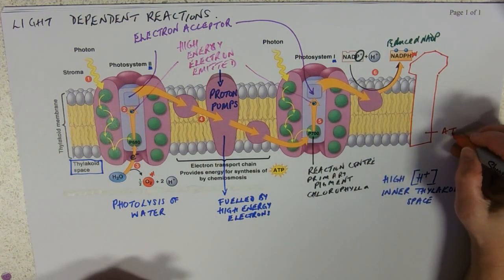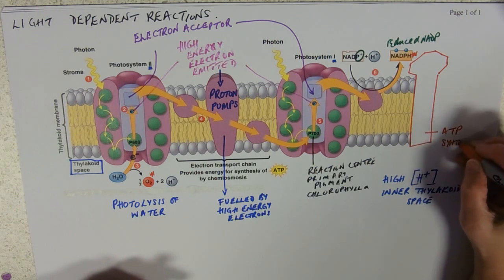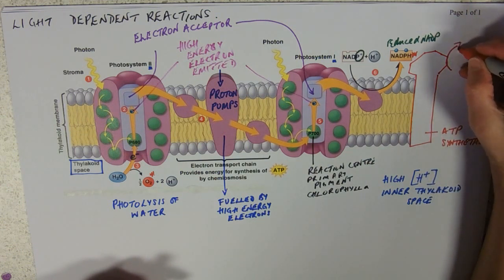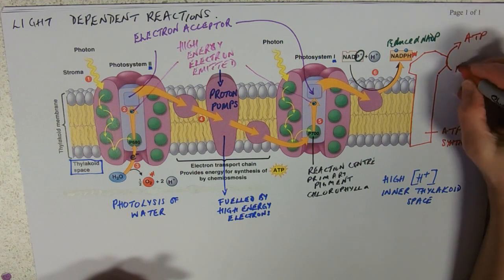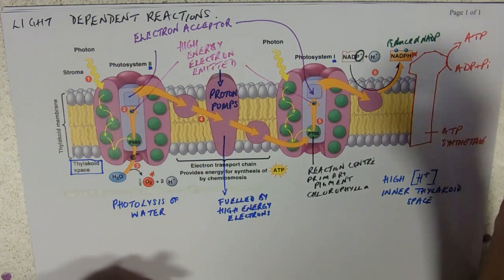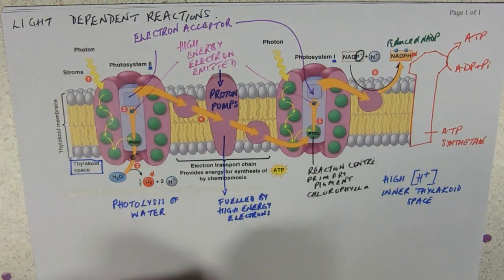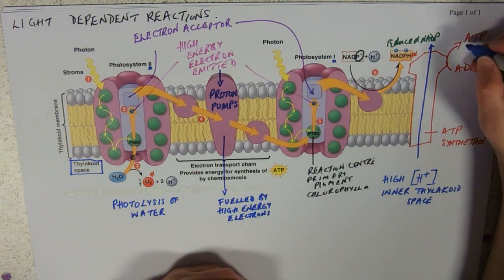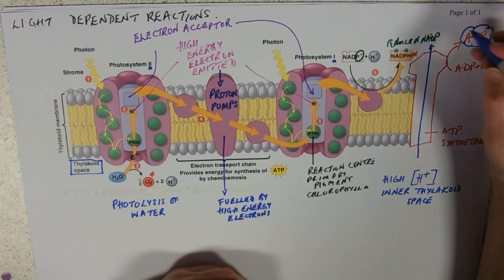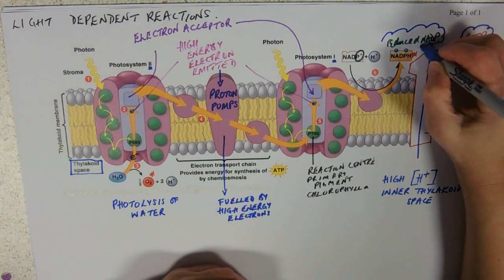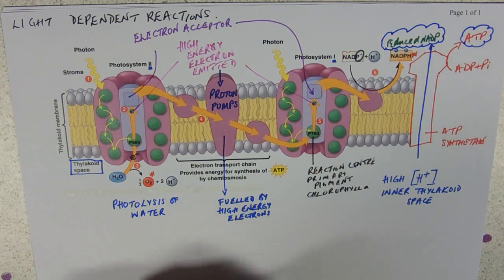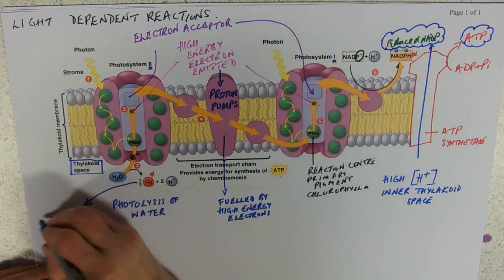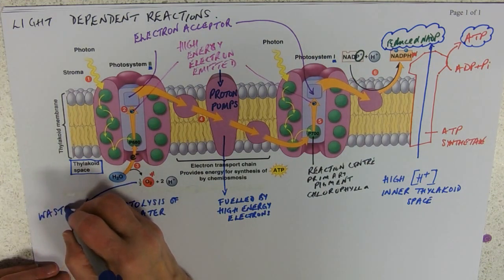We can also have ATP synthetase, which will be using the energy from that proton gradient to join ADP and inorganic phosphate together as the protons diffuse through and into the stroma. So we're also going to make some ATP. These are going to be used up in the later part of photosynthesis. For the oxygen, that's a waste product that will diffuse out.